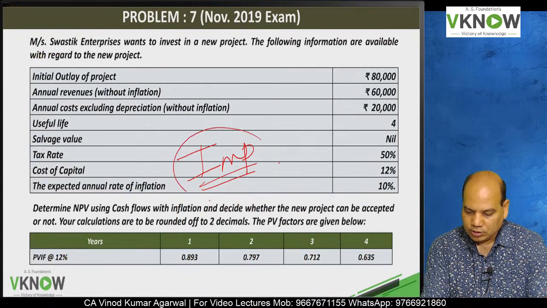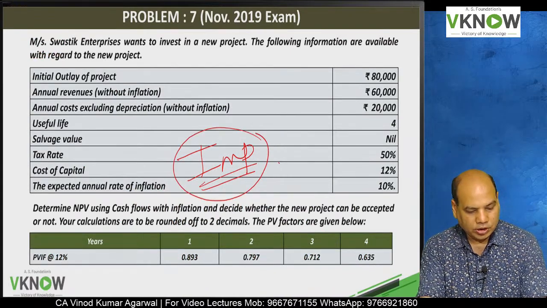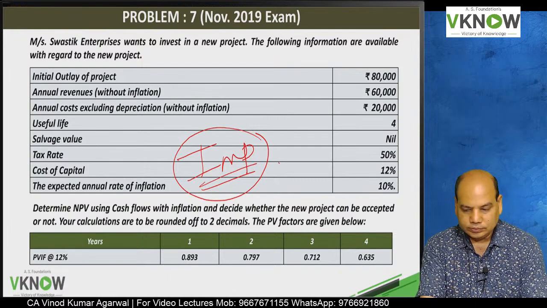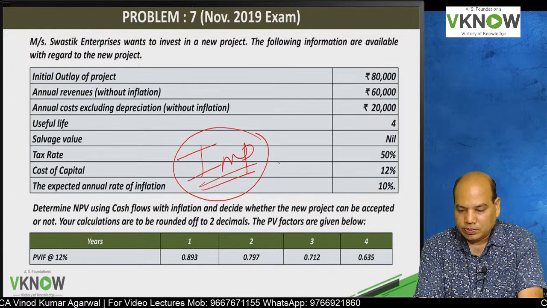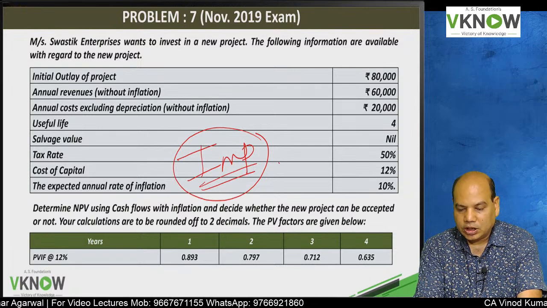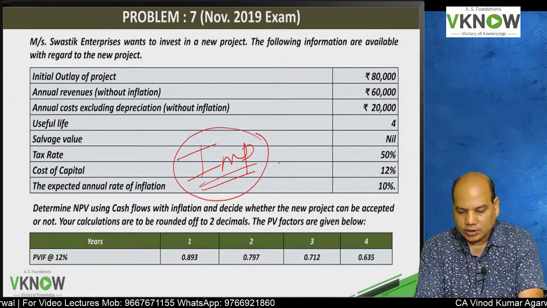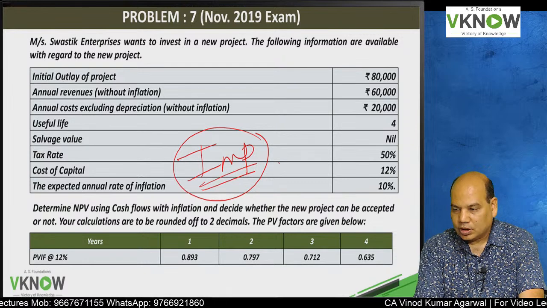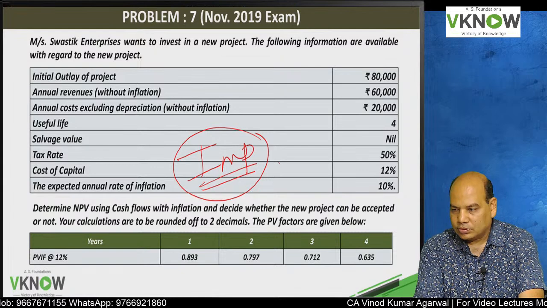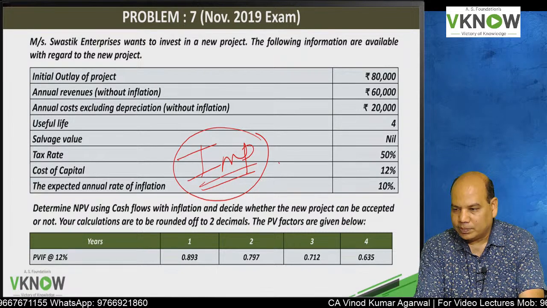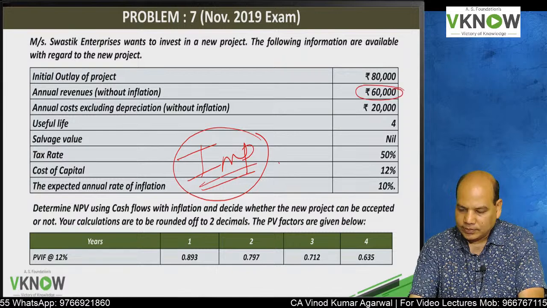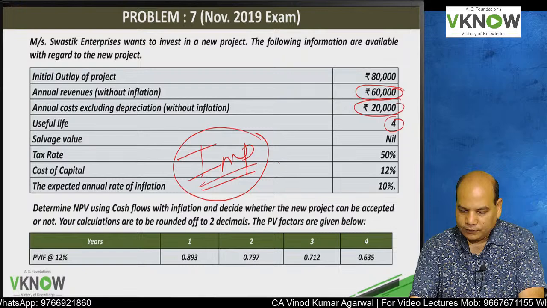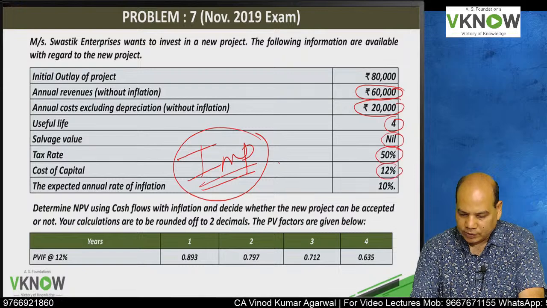I'll go to next question, important question, because it is from your institute exam only. Mr. Swastik Enterprise wants to invest in a new project. The following information are available with regard to the new project. Initial outlay 80,000, annual revenue without inflation 60,000, annual cost excluding depreciation and without inflation, so these are real. Useful life 4 years, salvage value 0, tax rate is given 50%, cost of capital is 12%.